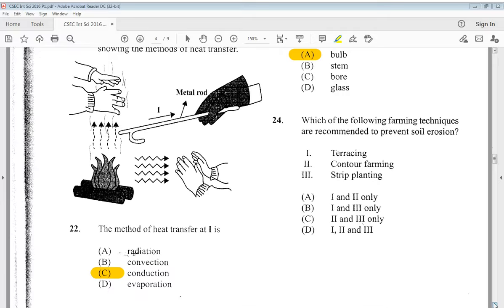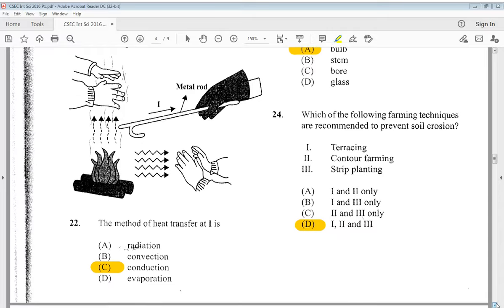Here we go. Which of the following farming techniques are recommended to prevent soil erosion? 1. Terracing, 2. Contour farming, 3. Strip planting. So all of them would be techniques that farmers would use. So D would be our answer. All right, let's move on to question 25.